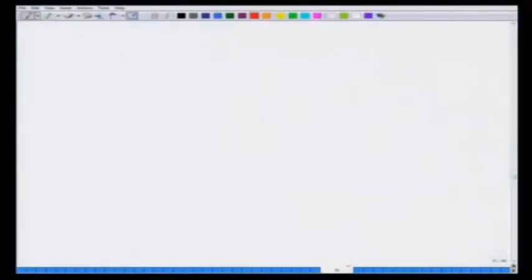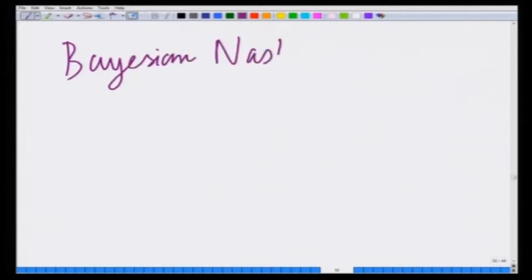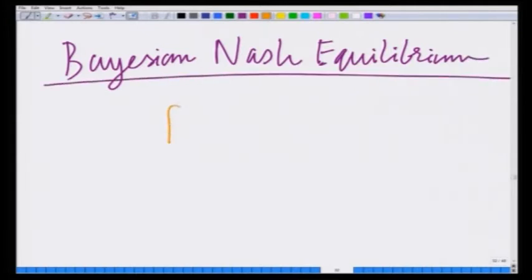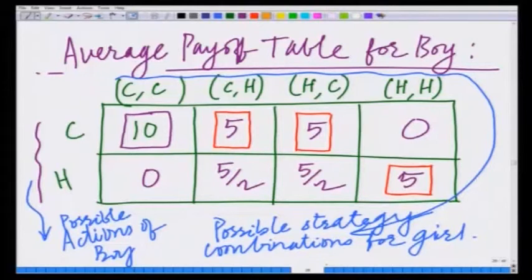So now the next thing that we have to do is to deduce the Bayesian Nash equilibrium, or the BNE, of this game. Let us go back to the best responses of the boy. Now, if you look at the best response of the boy, the best response of the boy to CC of the girl is to choose C.